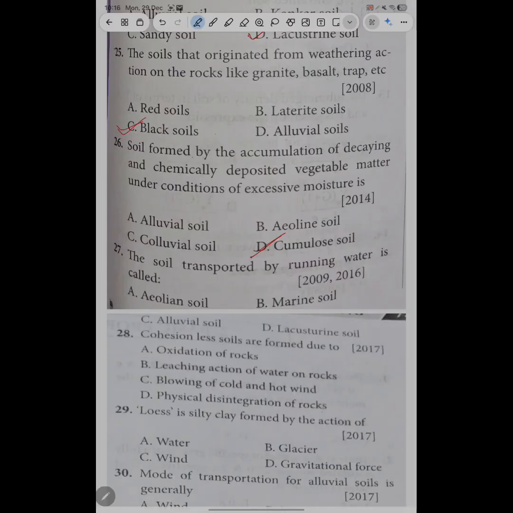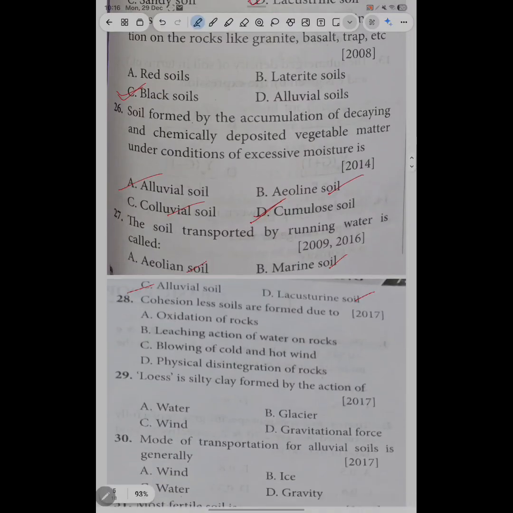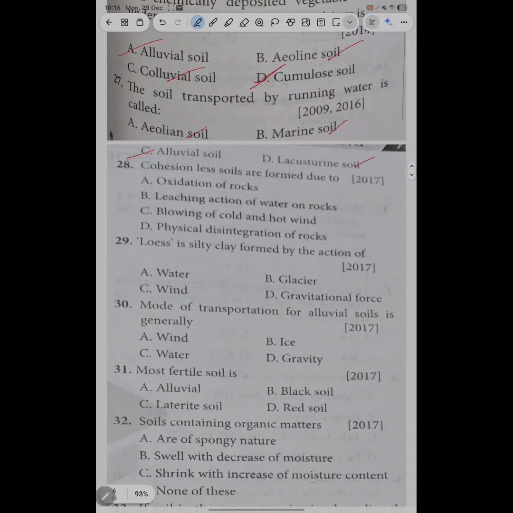So here alluvial soil, the transported soil by running water, aeolian by wind, colluvial soil by gravitational force. The next question, the soil transported by running water is called alluvial soil. Aeolian, wind, marine by seawater and lacustrine by the still water of lakes. Okay. Next question. Cohesionless soils are formed due to.